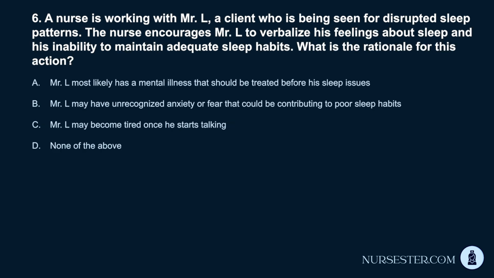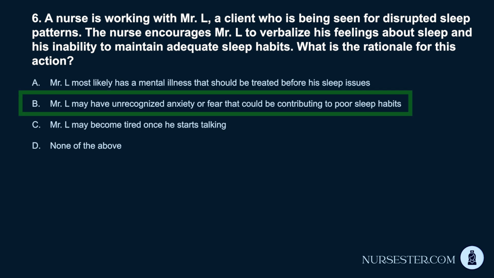6. A nurse is working with Mr. L, a client who is being seen for disrupted sleep patterns. The nurse encourages Mr. L to verbalize his feelings about sleep and his inability to maintain adequate sleep habits. What is the rationale for this action? A. Mr. L most likely has a mental illness that should be treated before his sleep issues. B. Mr. L may have unrecognized anxiety or fear that could be contributing to poor sleep habits. C. Mr. L may become tired once he starts talking. D. None of the above. Correct answer: B. Mr. L may have unrecognized anxiety or fear that could be contributing to poor sleep habits.